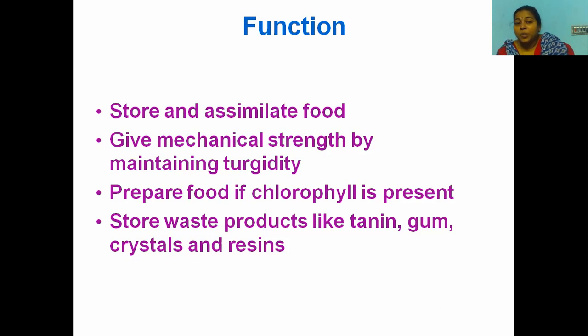Gives mechanical strength by maintaining turgidity. Prepares food if chlorophyll is present, as we have seen in the leaf cells. Leaf cells are having the mesophyll cells. In those mesophyll cells, chloroplast is present. Of course, it is having chlorophyll. Obviously, it helps in the preparation of the food material. It supports photosynthesis. It stores waste products like tannins, gum, crystals, and resins. These are the functions of the parenchyma.